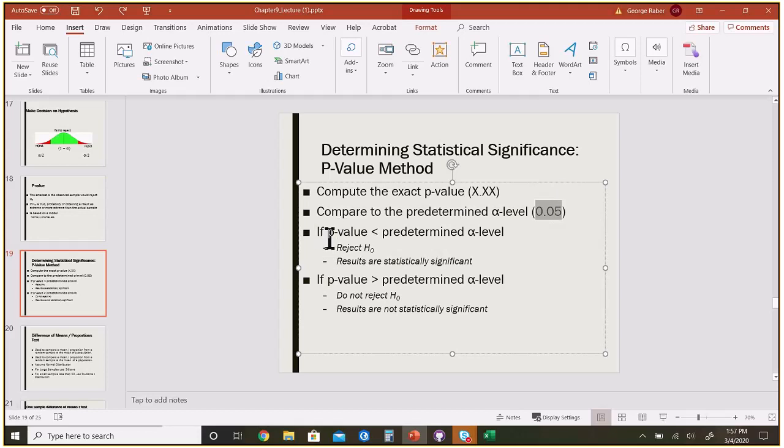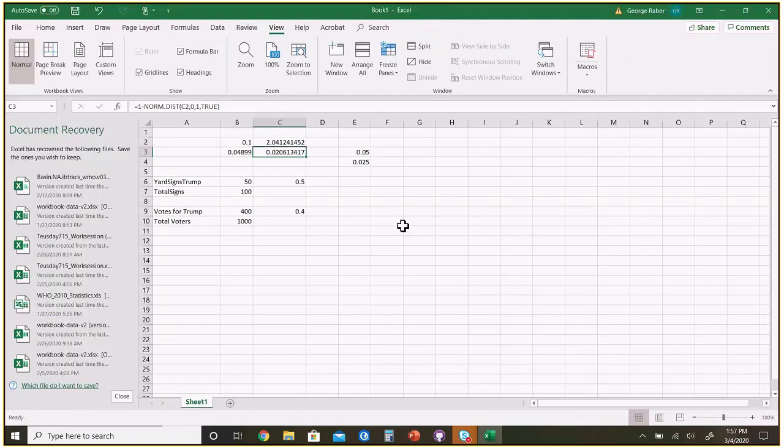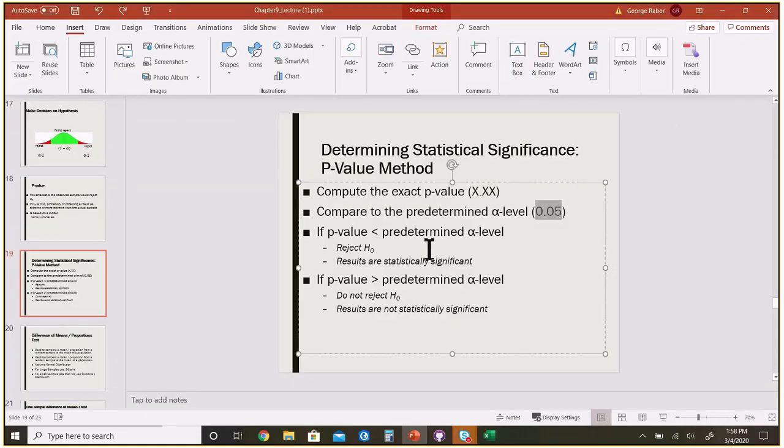Okay. So if the p-value is less than the predetermined alpha value, then reject it, and the results are really significant. If the p-value is greater than the alpha value, then do not reject it. And in our case, we did not reject because the predetermined alpha value was greater than the p-value. We did not reject.